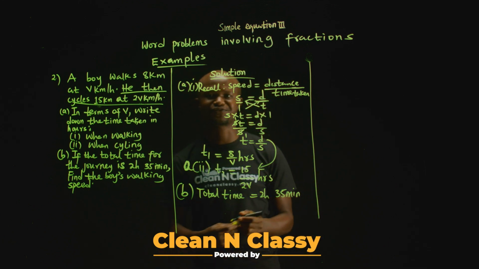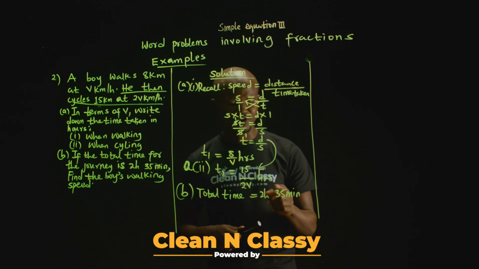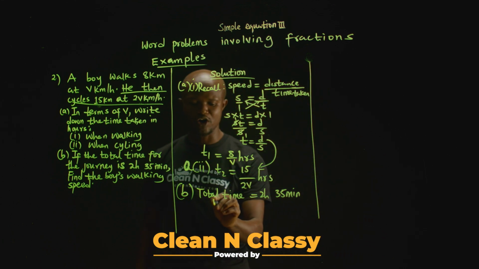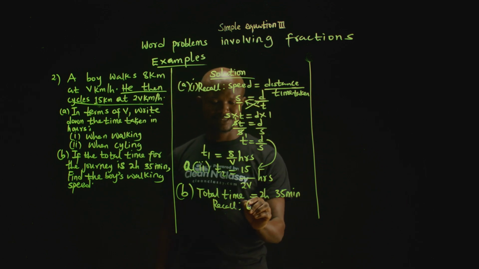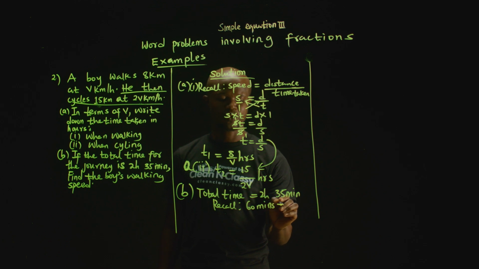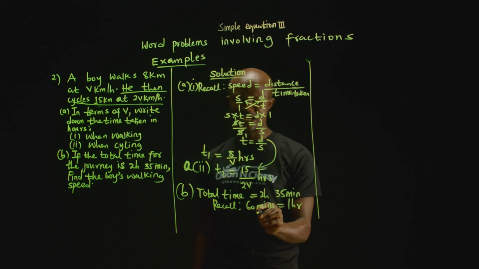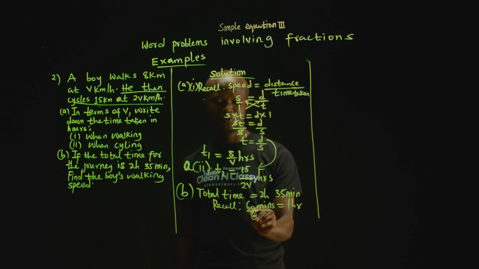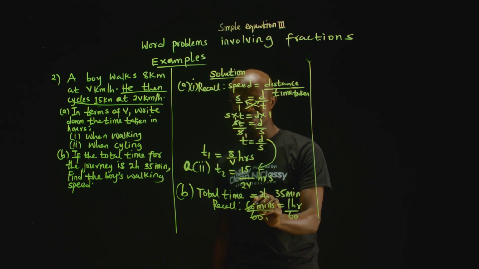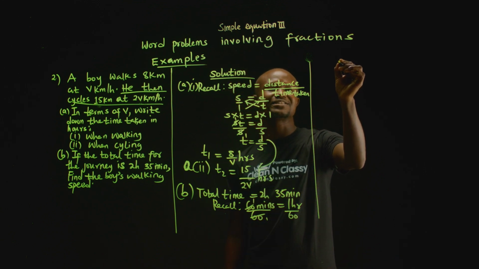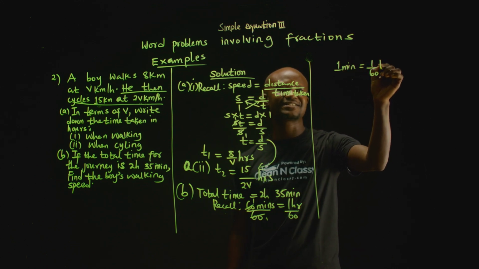Now we need to convert 35 minutes back to hours. So recall that 60 minutes equals 1 hour. And from here, if I divide both sides by 60, what will happen? 1 minute will be equal to 1 divided by 60 hour.